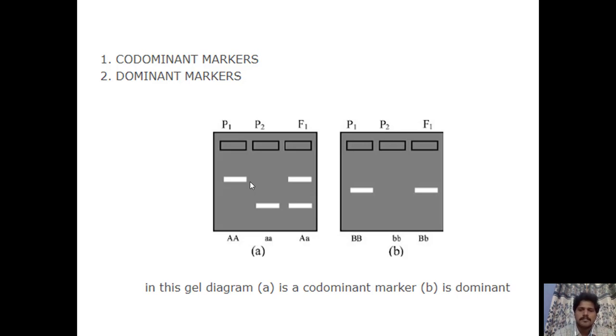This is possible with a codominant marker. So what happens with the dominant marker, you observe in the second picture. For parent 1, we got capital B, an amplified product here, and the homozygous recessive confers absence of the band, as we have discussed with the RAPD case. And finally the F1, which is also a heterozygote, but the absence of the band case is followed again here. There is only a single band. So this is a disadvantage with the dominant marker.